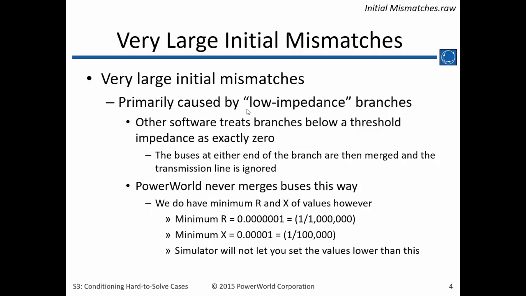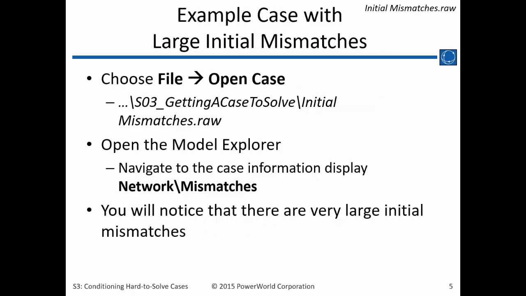So in the case of the very large initial mismatches, this is typically okay, because primarily it's caused by low impedance branches. Other software treats branches below a certain threshold impedance as exactly 0, and the buses at either end of the branch are then merged and the transmission line is ignored during the course of the solution. In Simulator, we don't merge buses this way. We do have a minimum R and X value, however, so do be aware that you cannot set values for R and X below these values, and that's just for solution and numerical stability. We want to maintain those minimums.